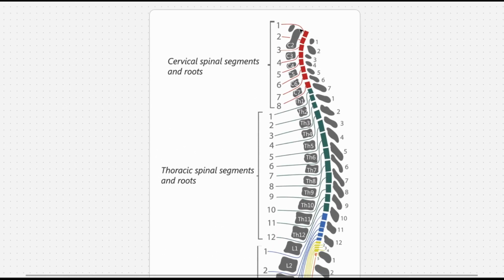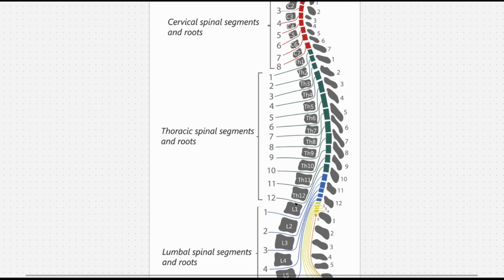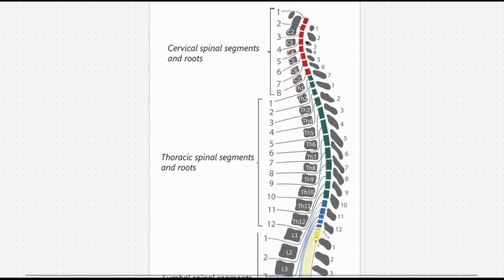So you can see here, as I said, this is the first cervical spinal segment. It's above the C1, and then this is C2, and then C3, C4, C5, C6, C7, C8. So you can see C8 is under the C7 segment, and then this is T1, T2, T3, T4, T5, T6 until T12.